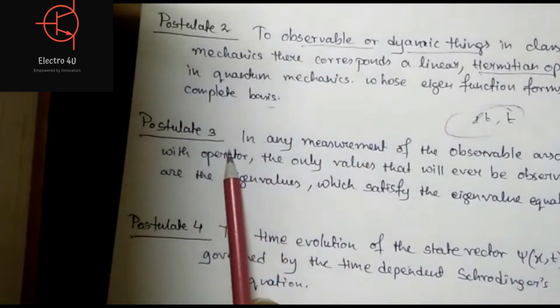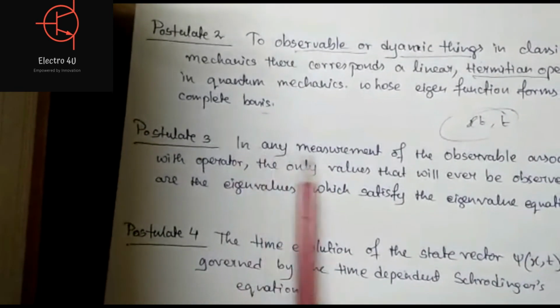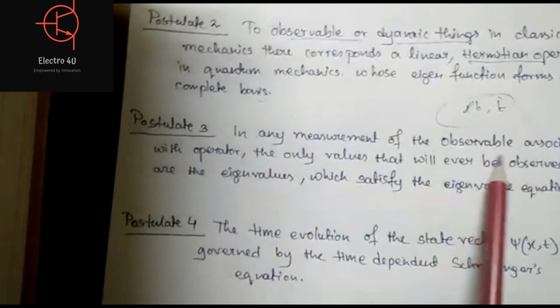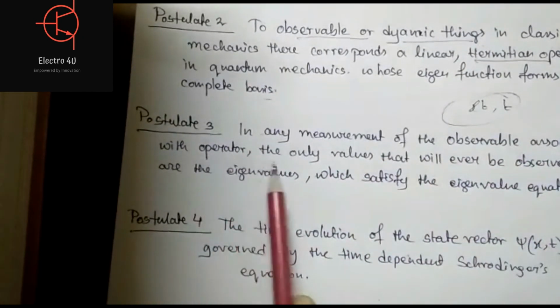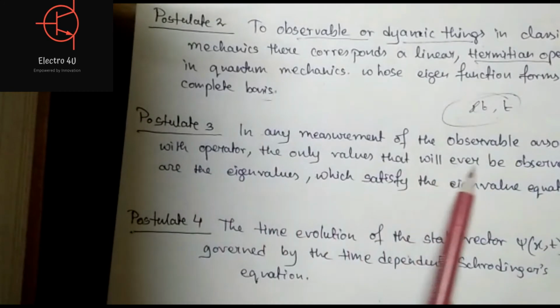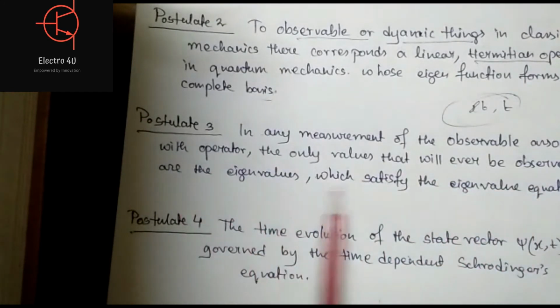Now let's start with postulate 3. In any measurement of the observable associated with an operator, the only values that will ever be observed are the eigenvalues which satisfy the eigenvalue equation.